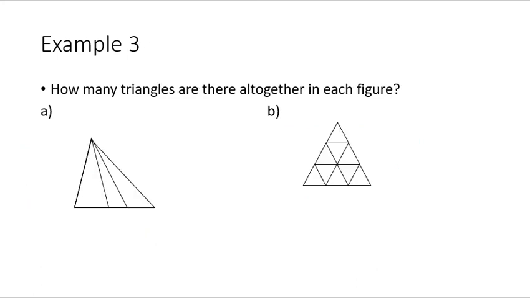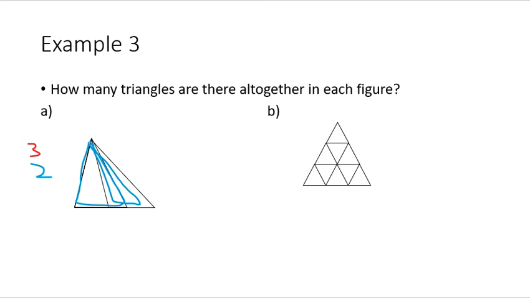Last example. How many triangles are there altogether in each figure? Let's start off with A. So first we have to start off with each individual small triangle. We have 1 here, 2 here, and 3. So we have 3 of these small red triangles. So then let me make things a little clearer and erase these. And then let's go to the medium sized. We have the one with 2 individual triangles, and 2. So then we have 2 of those ones.